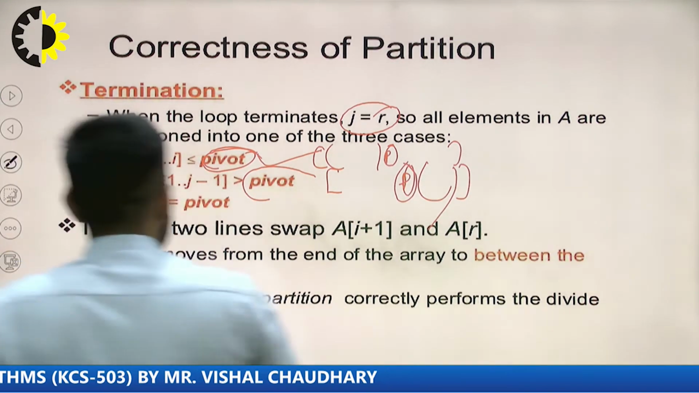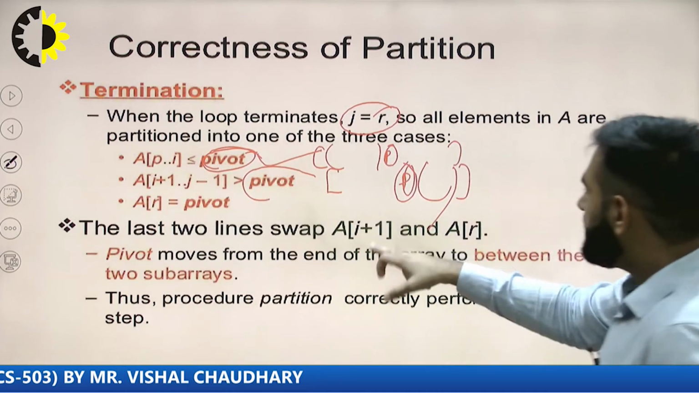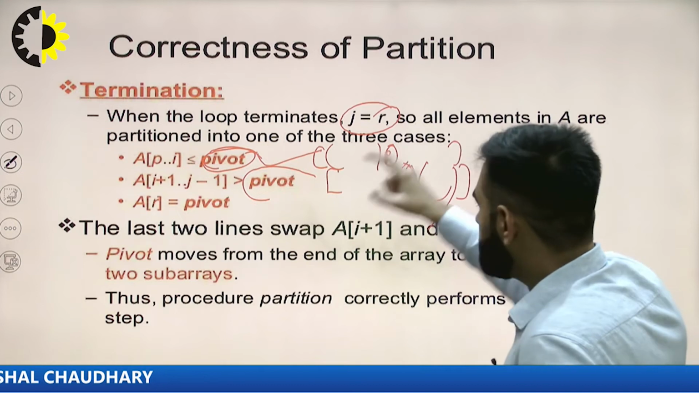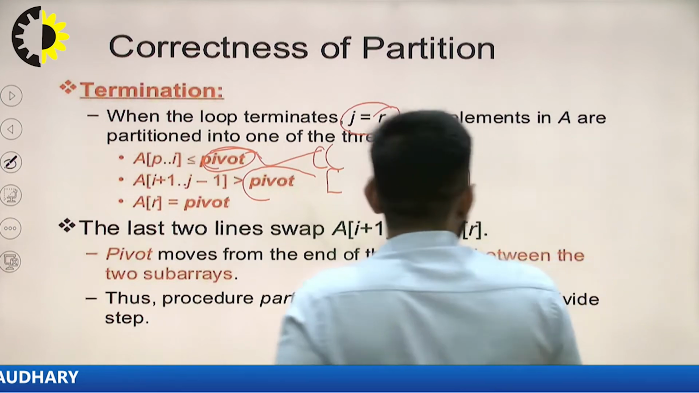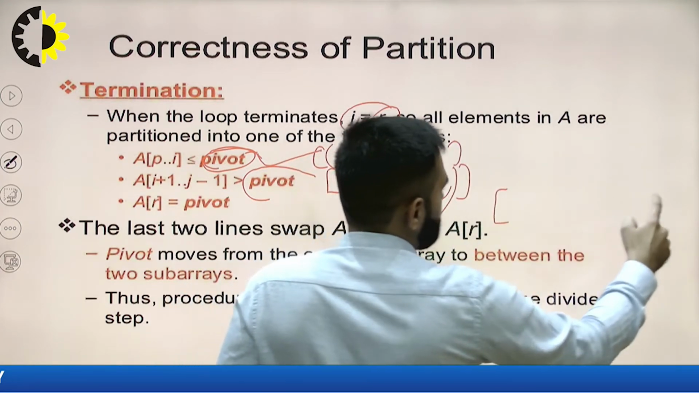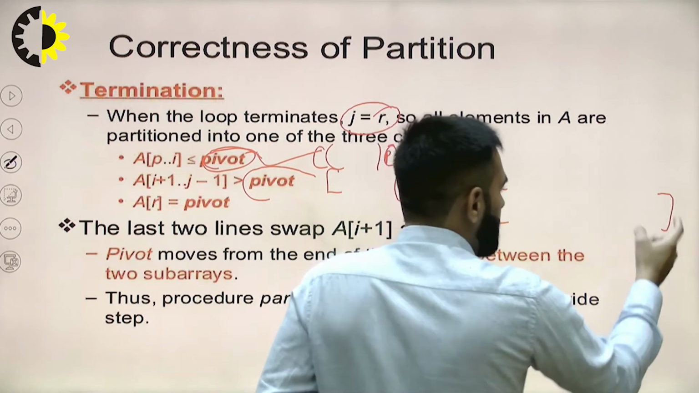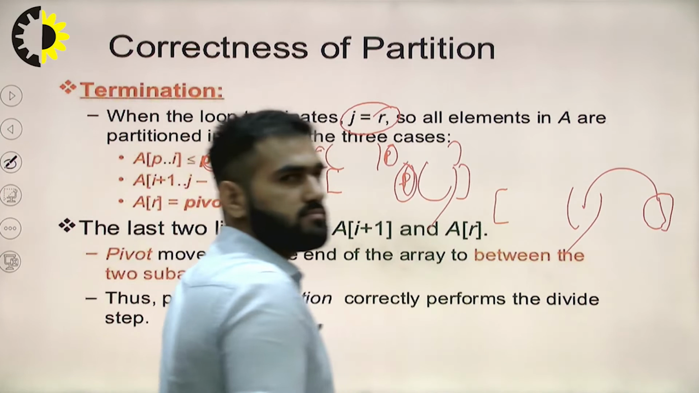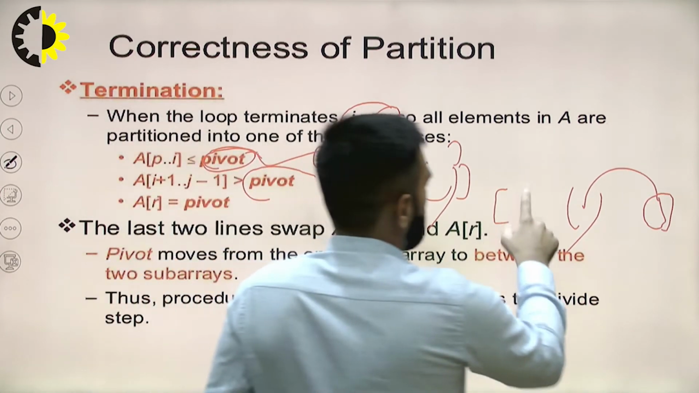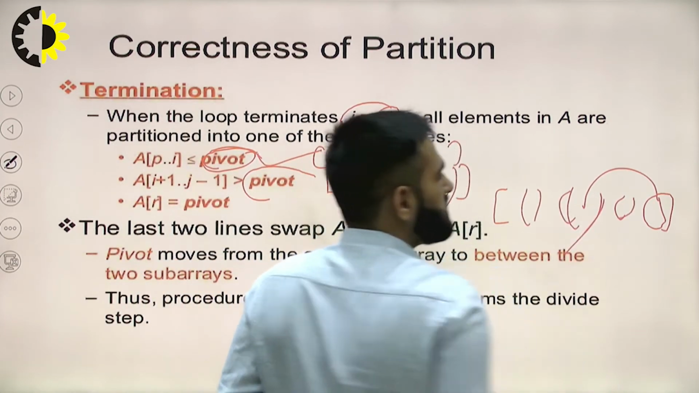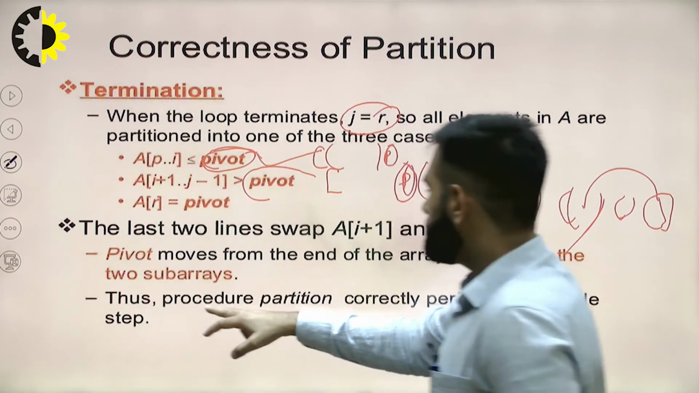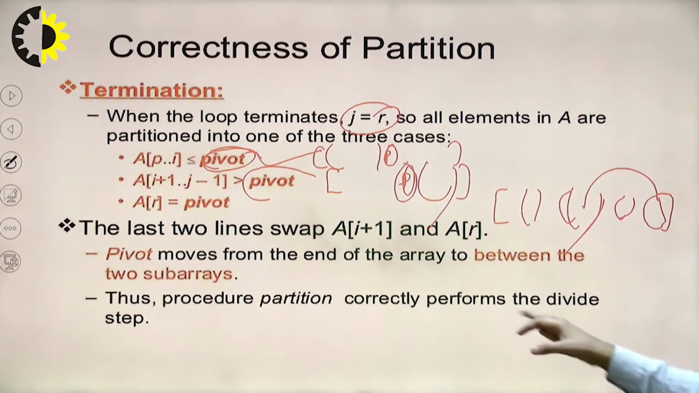Now, the last two lines swap A[i+1] and A[r], so the pivot moves from the end to the position between the two subarrays. That means at the end of the algorithm, we place the pivot element at its correct position. Maybe it could be this, it could be this, or it could be this. That depends. So the partitioning procedure correctly performs the divide step.